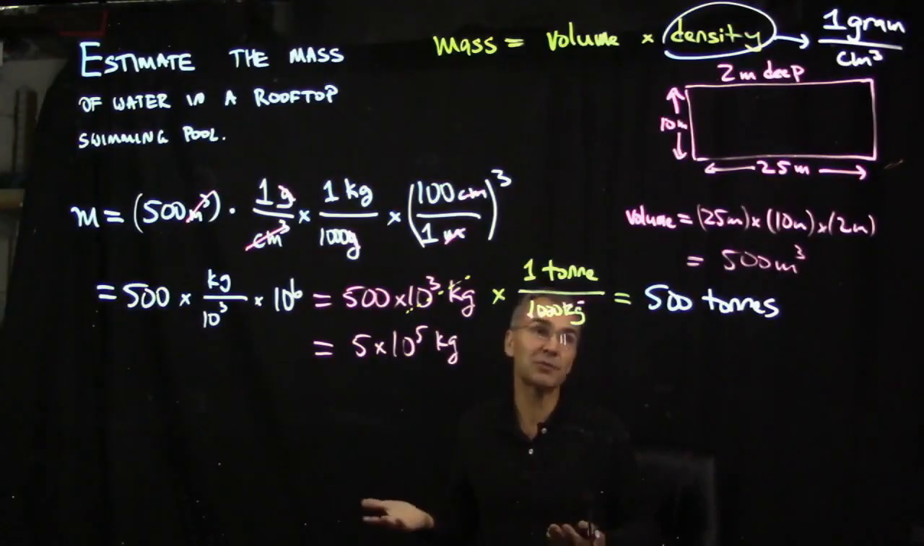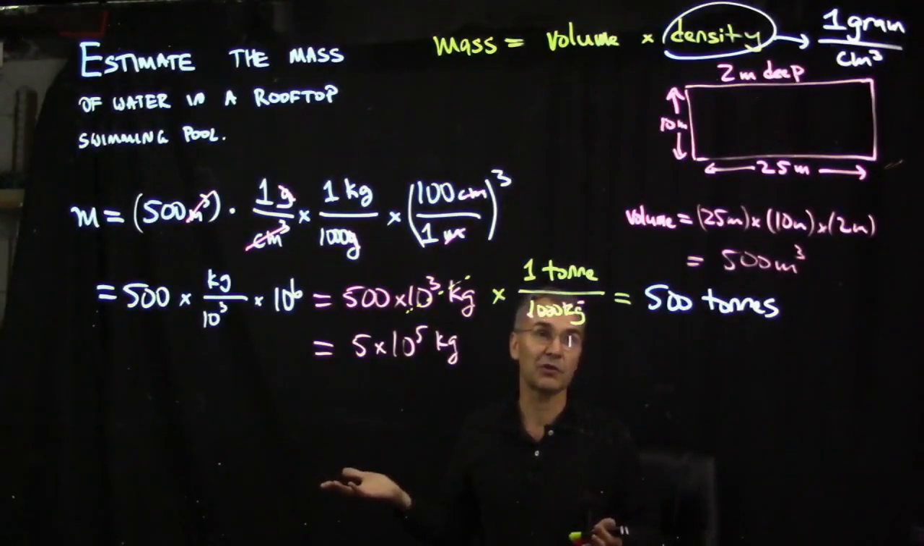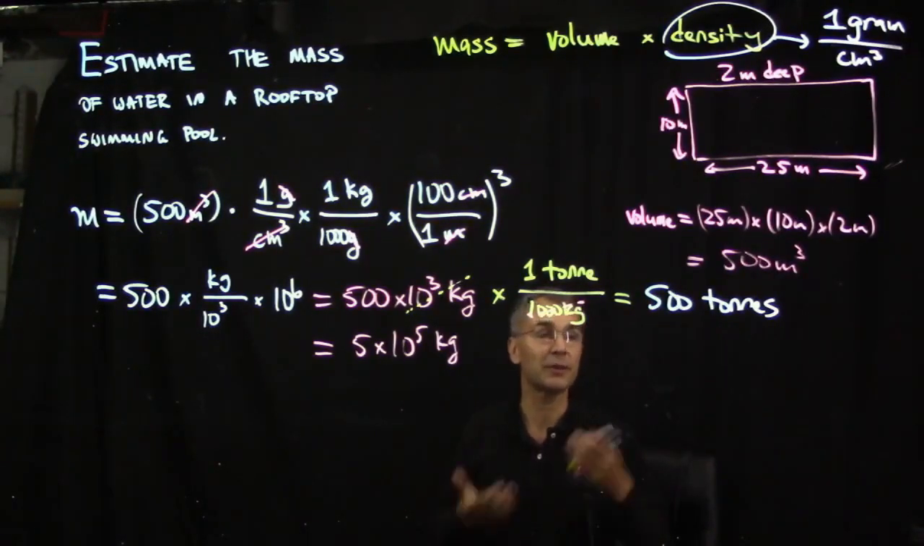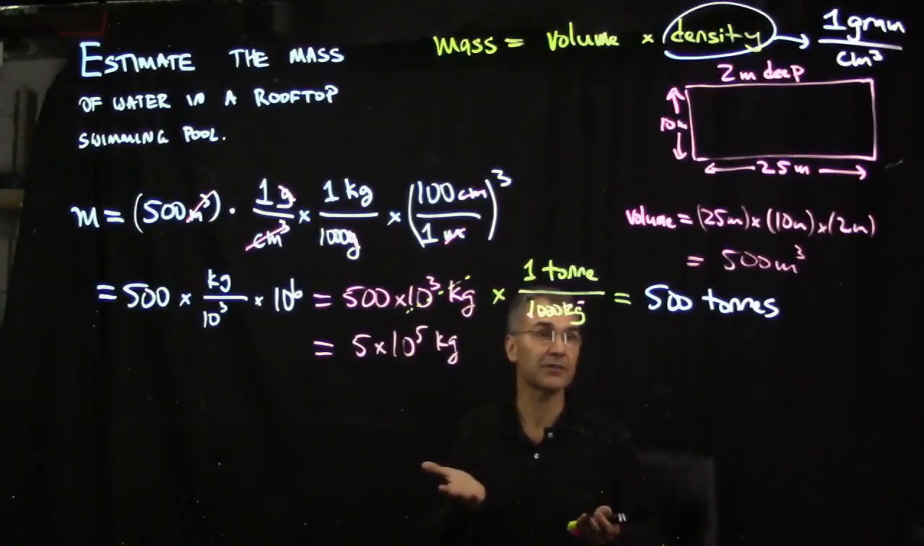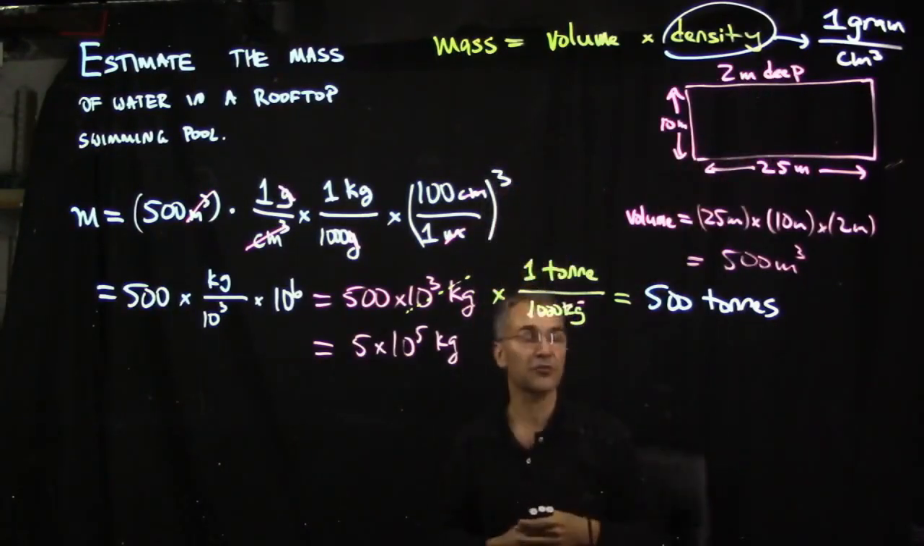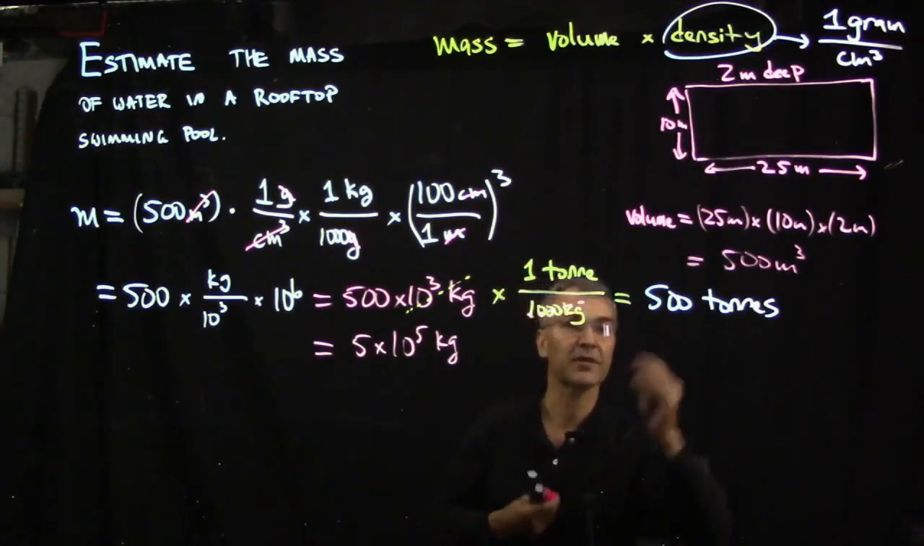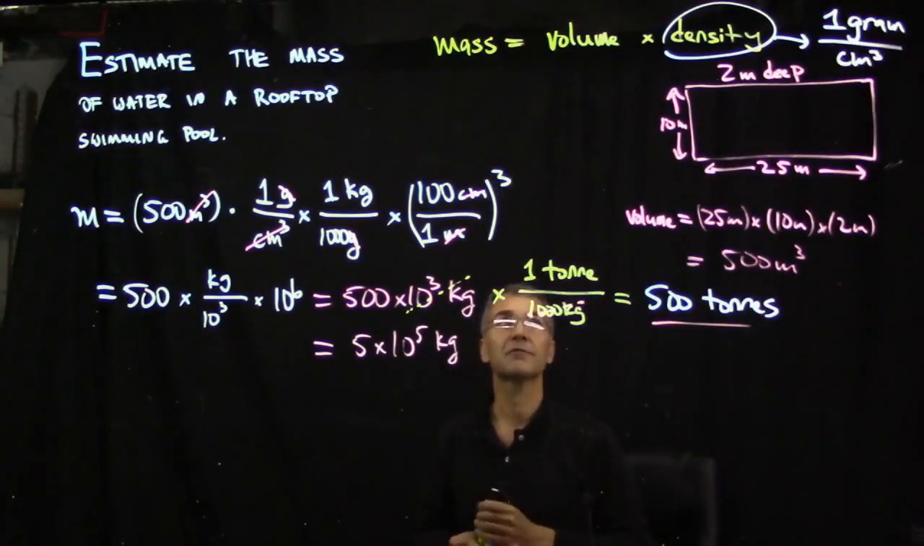Now, an equally plausible number would be like 1,000 tons. Or 200 tons, maybe even 100 tons. But probably bigger than 100 tons, and probably no more than 1,000 or 2,000 tons, because there's only so far we can stretch these factors. But anyway, my estimate for the mass of a rooftop swimming pool is 500 tons.